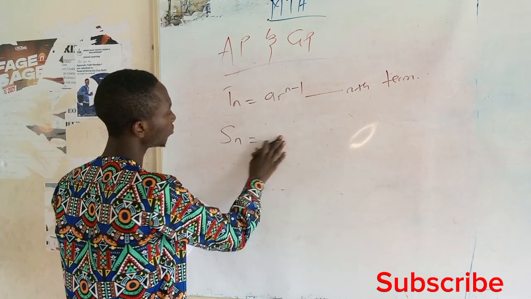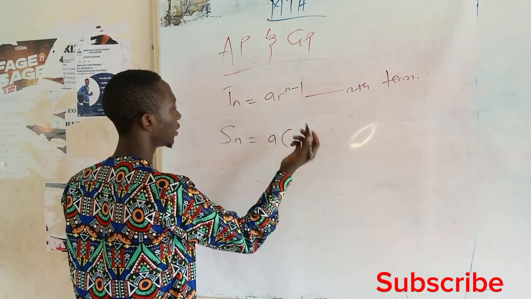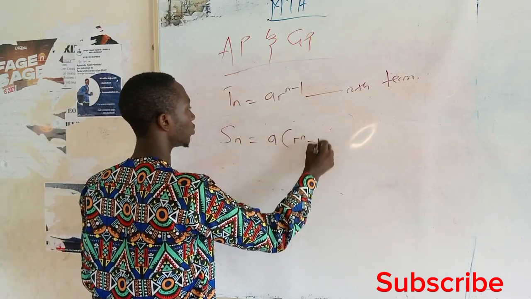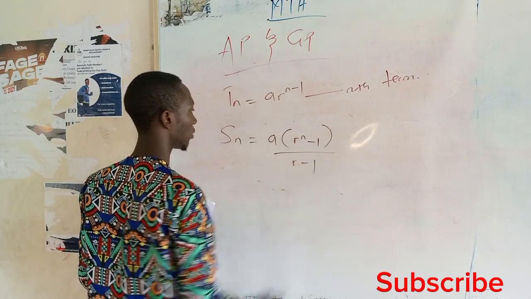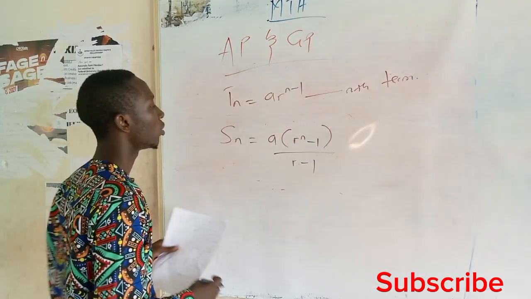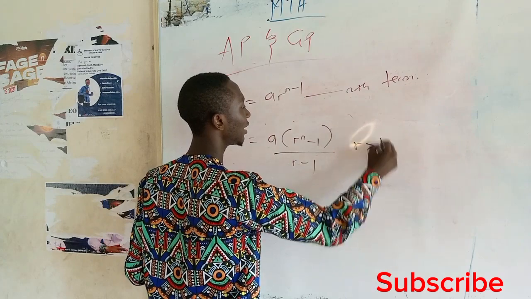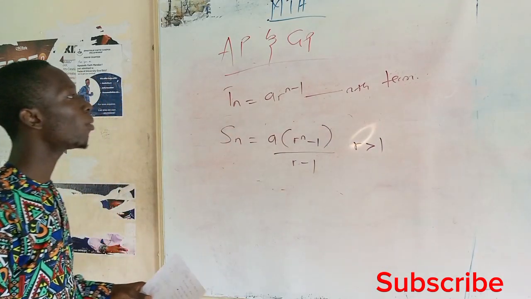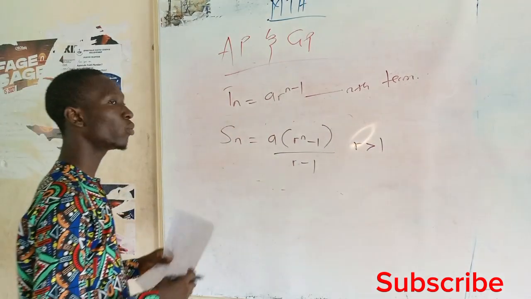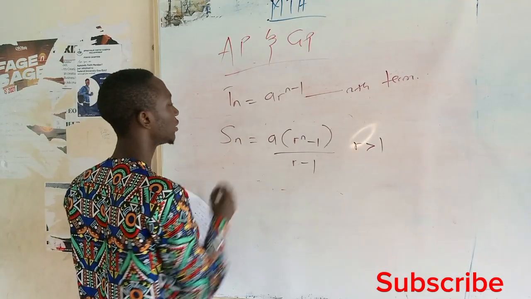A open bracket r to the power n minus 1 close bracket over r minus 1. This formula holds when r is greater than 1. So r is the common ratio. I will show you what common ratio means. You know A is the first term.